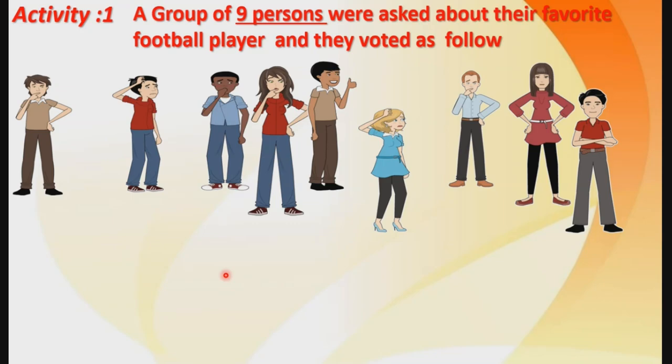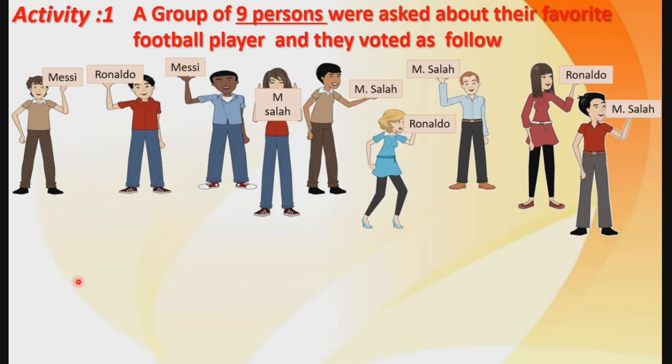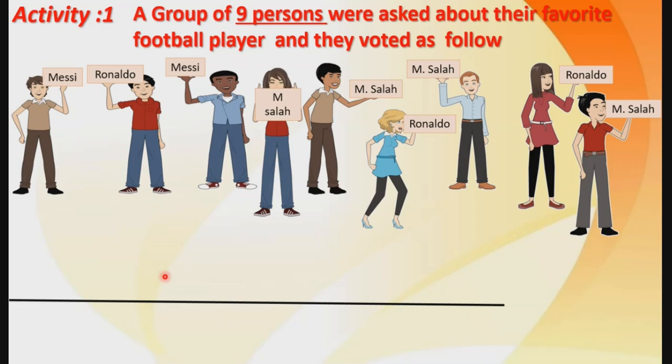We're going to introduce these four terms: the observed value assumed by the character, frequency, population, and character under study through this activity. Activity 1. A group of 9 persons were asked about their favorite football player, and they voted as follow. Can you tell me what are the observed answers? Yes, the observed answers are Messi, Ronaldo, and Muhammad Salah. Good. How many times is each answer repeated?